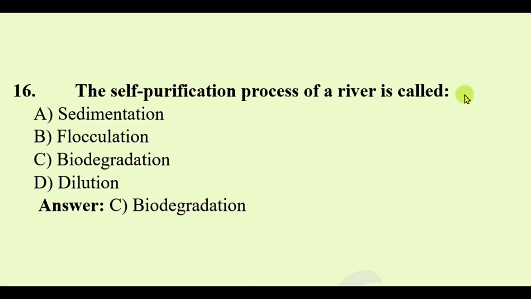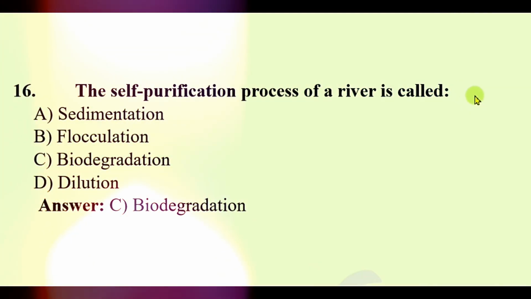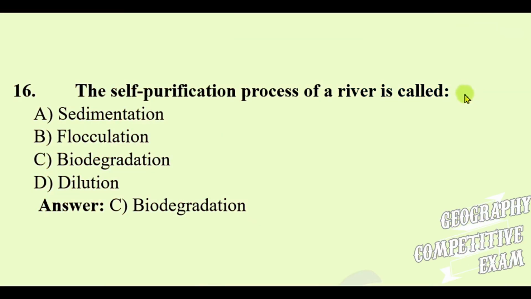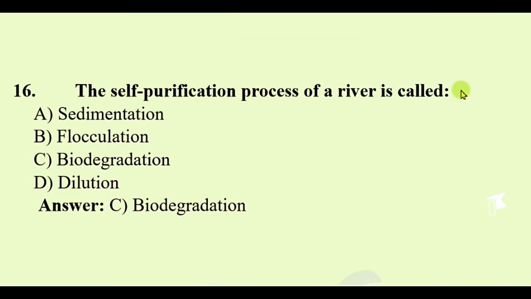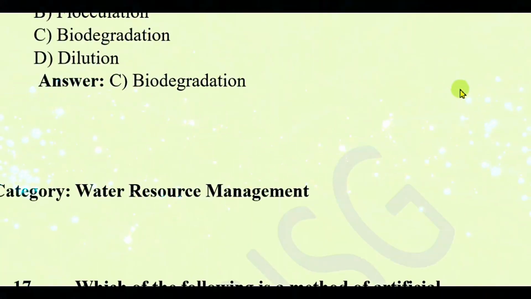Question 16. The self-purification process of river is called sedimentation, flocculation, biodegradation, dilution. Here the right answer is biodegradation. It's called as self-purification process.